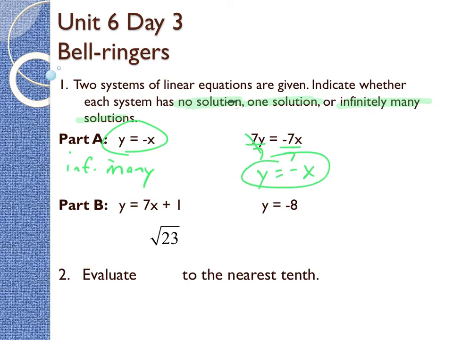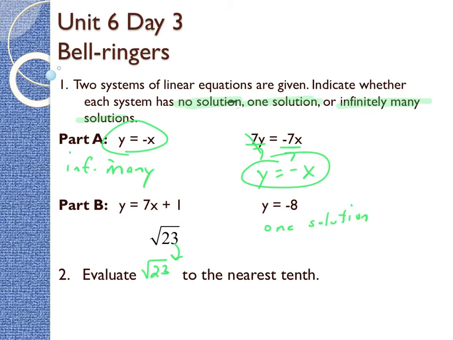Part B, now this square root of 23 goes here, moved up when it was changed over. These are going to intersect, so they're both linear. They're not the same line. They're not parallel. So they're going to have one solution because they're going to intersect.